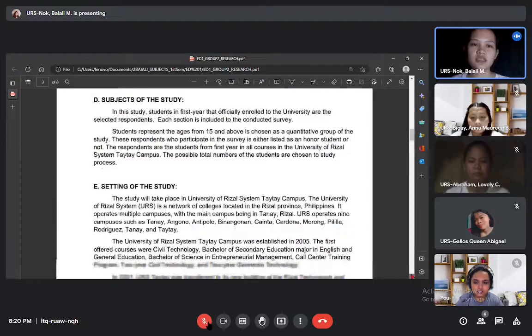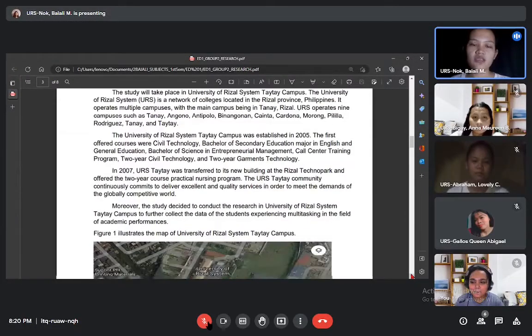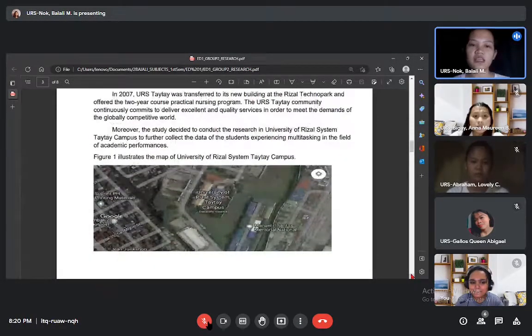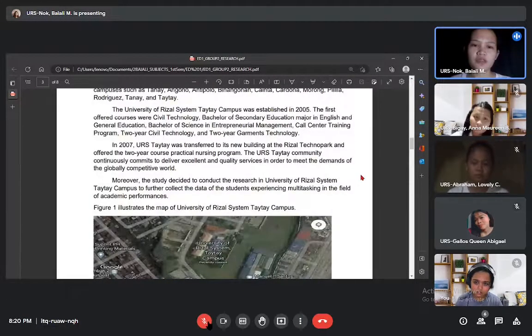Next is the settings of the study. So since we are going to conduct our study in the University of Rizal System, Taytay Campus, the settings of our study will take place in the University of Rizal System, Taytay Campus. And here is the location of the URS Taytay where we are going to conduct the survey. And moreover, the study decided to conduct the research in the University of Rizal System, Taytay Campus, whose students are experiencing multitasking in the field of their academic performances.